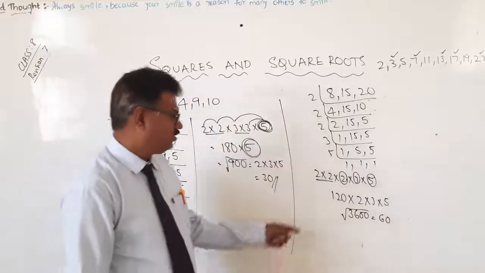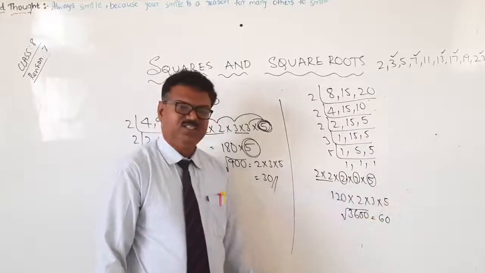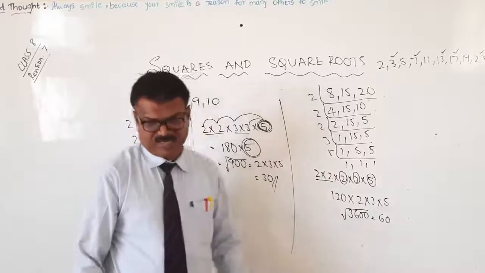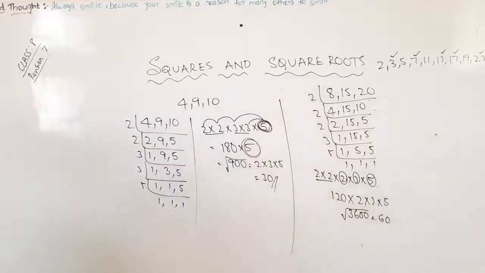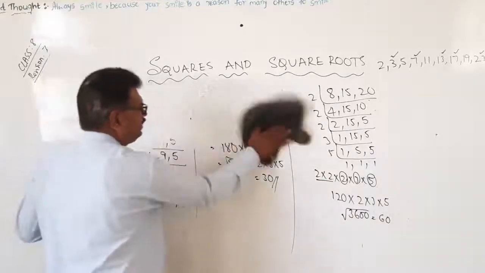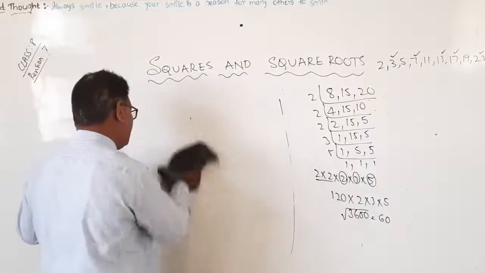Understood? So what are the smallest numbers? 2, 3, 5 are the smallest numbers, right? To become a perfect square. Okay? Right. I think so. You are understanding now? Yes? Yeah.